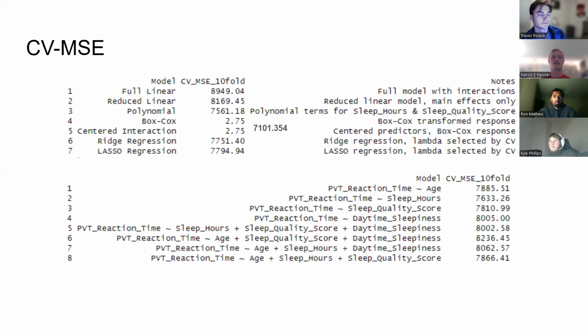So then for cross-validated MSE, first I did it across all of my models, or all of my remedial methods. And it might look like Box-Cox and centered interaction are a lot less, but because they were log transformed, doing that backwards gives you a value very similar to the other ones, although it is slightly better. And then doing it based on adding and subtracting the predictors from the model, you can see that the tenfold CVMSE were all very similar, and none of them really enhance the model to a usable degree.